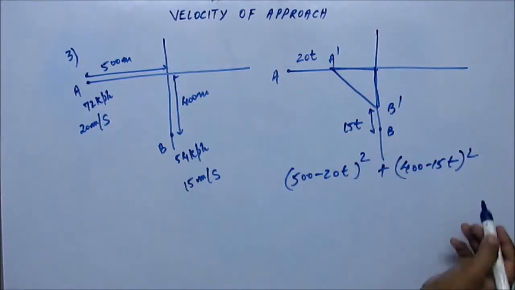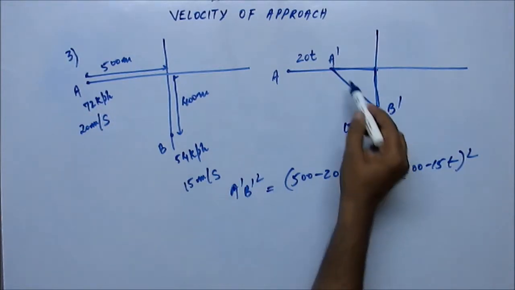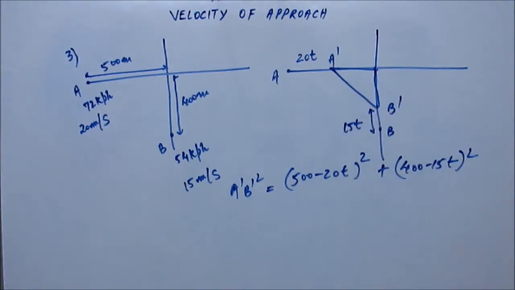If we apply Pythagoras theorem, then A dash B dash square, which is the hypotenuse of this right angle triangle, would be this. Now this is the expression of distance between A and B at any general time t. Now what we have to do is differentiate this function with respect to t and equate that to 0. That's what we do to calculate maxima and minima. You remember from the calculus? That's why we studied calculus before starting physics.